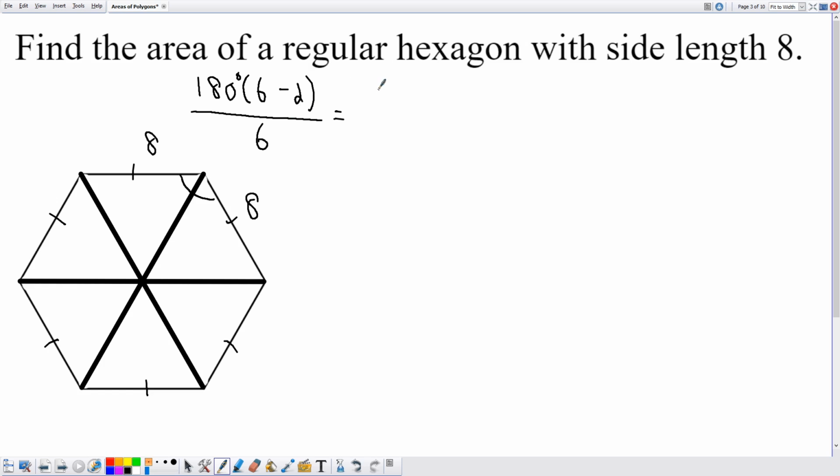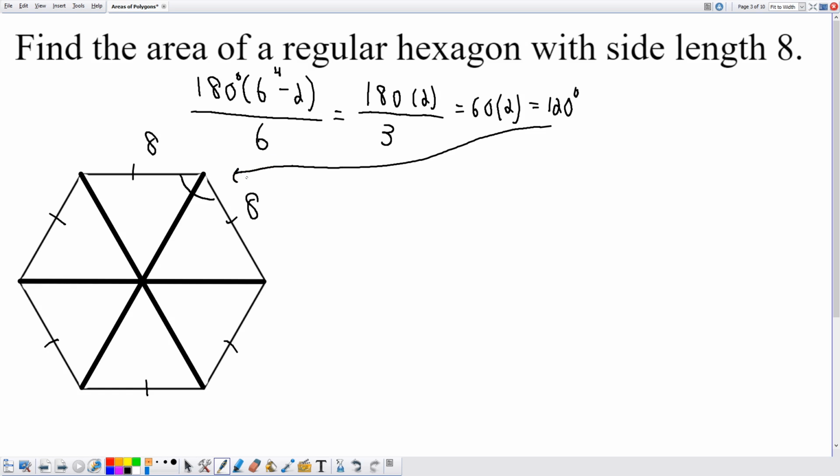So, 6 minus 2 is 4, and I can even simplify that further. 4 over 6 is the same thing as 2 over 3. And continuing further, 180 divided by 3 is the same thing as 60. So we have 60 times 2, which is 120 degrees. So each angle in the hexagon is 120 degrees.